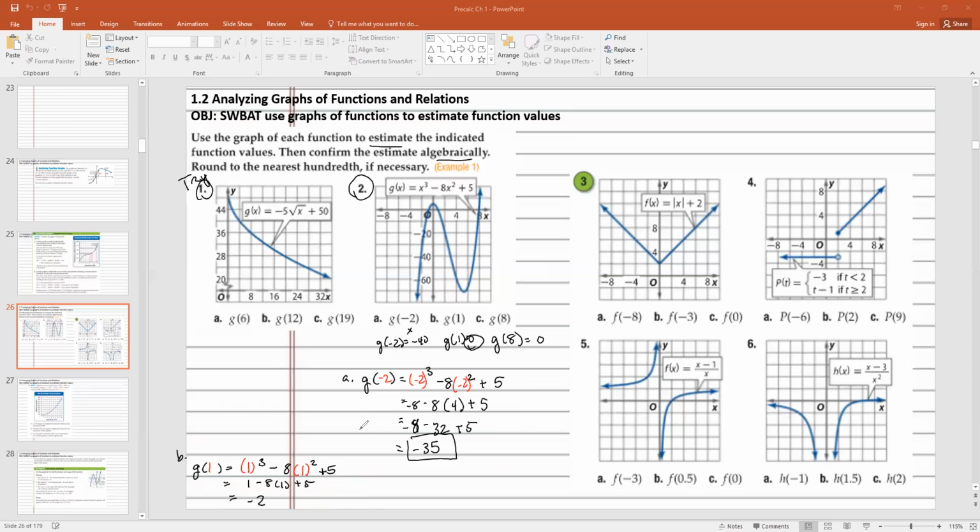And it is not 0. So it was close to 0. Again, because it's scaled, who can tell?